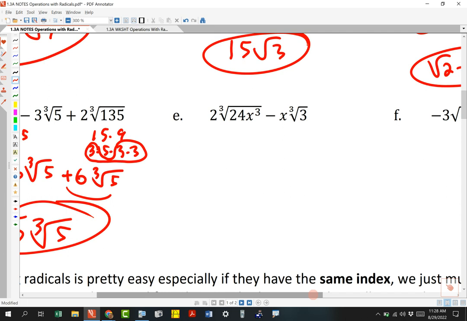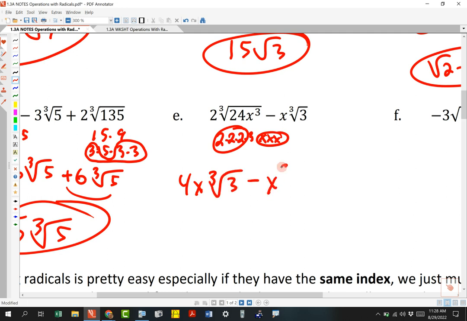Andy, groups of how many? Groups of 3. That's an 8 times a 3. If I really belabor the point, triple of x's, triple of 2's. So this is 4x cube root of 3 minus x cube root of 3. And for some people, this does get a little bit weird.